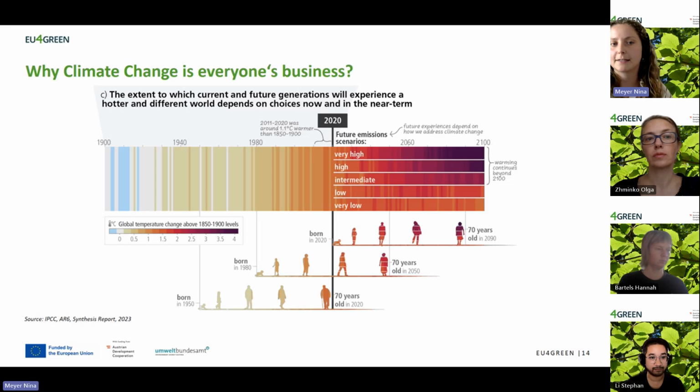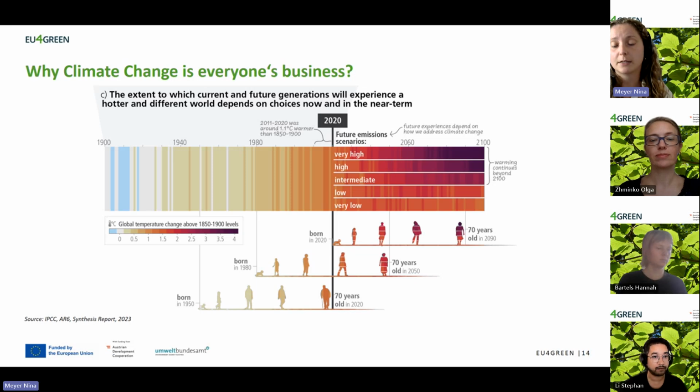Yeah, but why is climate change everyone's business? Why should we all care about it? On this slide from the IPCC report, we can see in colors how the global temperature changes, or did change, over the last years since the 1900s. And you can see that until 2020, the temperature increase was around 1 degree, 1.2 degrees.